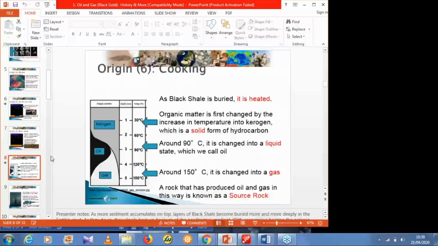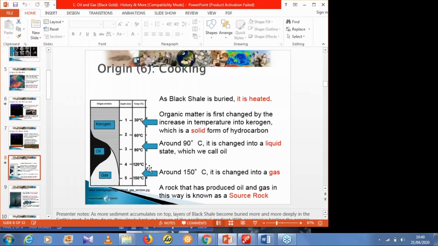We have the formation of gas. So eventually you discover that we have three basic components of the hydrocarbon formation, which are the kerogen, the oil, and the gas. Now, each of them has its own range of temperature.